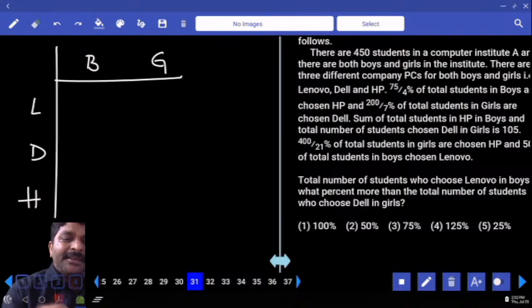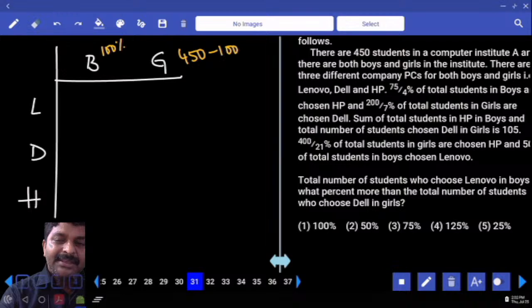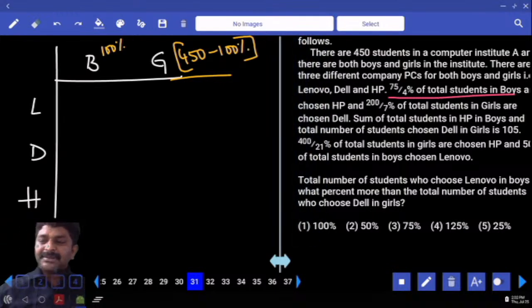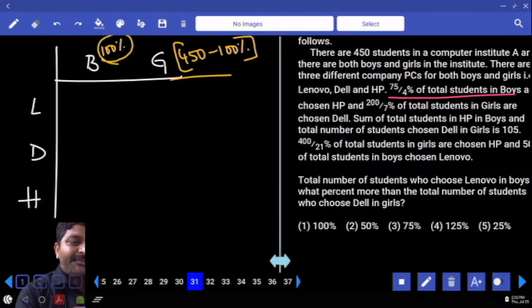Now I'll start taking the number of boys as 100%, then girls become 450 minus 100%. Is this clear so far? Right. 75 by 4 percentage of total number of students, boys have chosen HP. 75% of this number is 75 only, and then by 4 percentage. Same number will come.